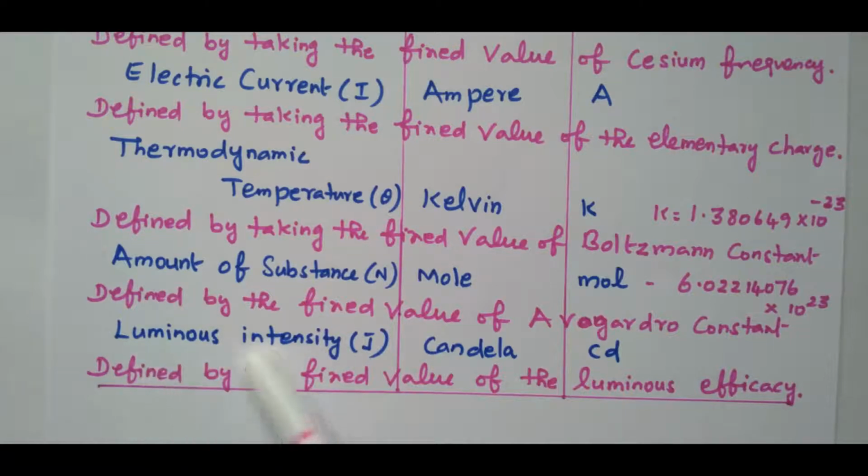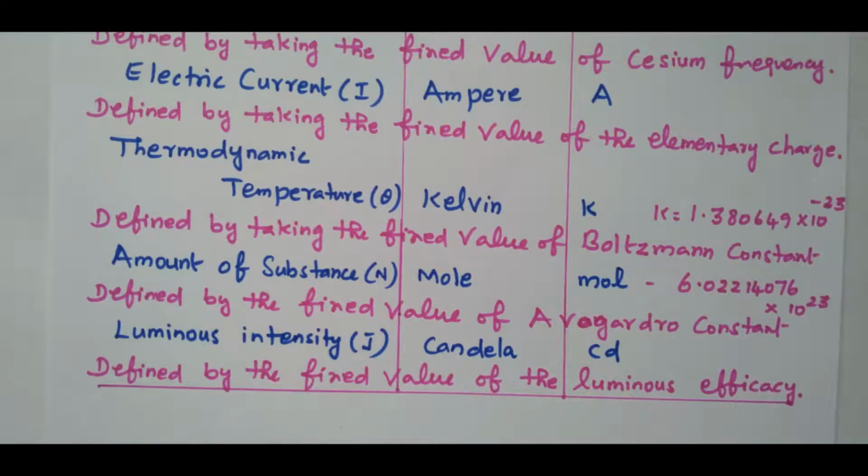Then luminous intensity. The intensity means the lighting. The unit is candela, symbol is cd. We know that this bulb is very bright, this one is less bright. We easily tell the luminous intensity, but it is defined by the fixed value of luminous efficacy. From luminous efficacy, we define the candela.